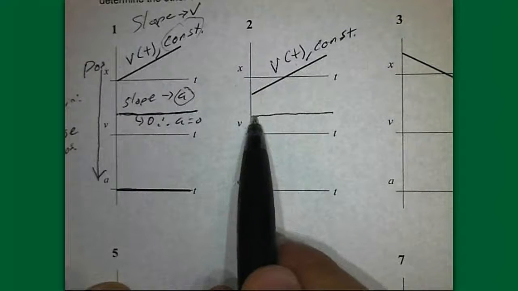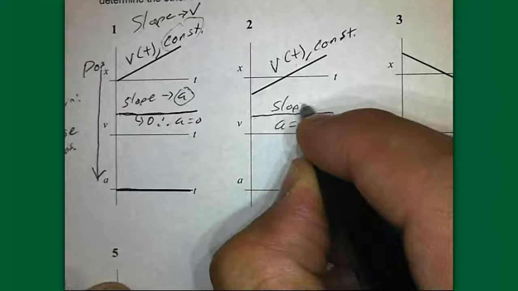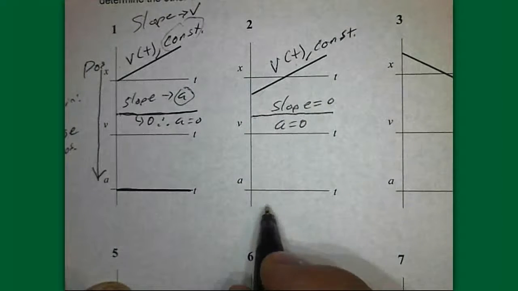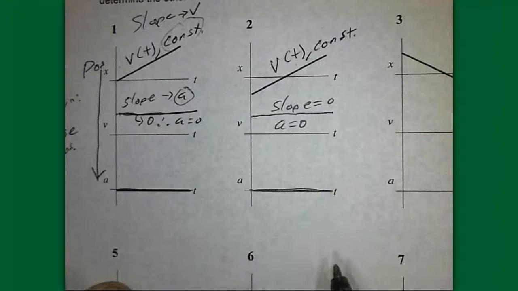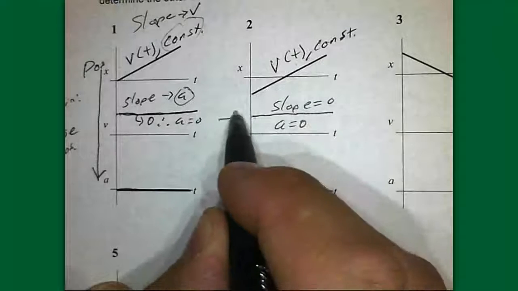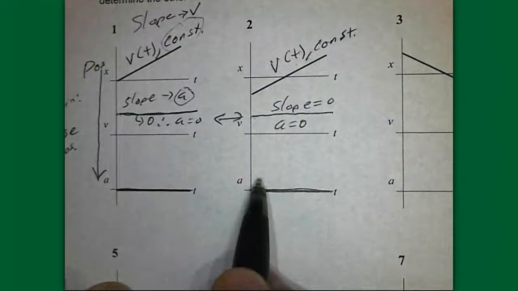And the next question, is this object accelerating? Well, no, acceleration equals 0 because the slope equals 0. And so if acceleration is 0, there we go. Acceleration is 0. So notice that these two graphs are the same.